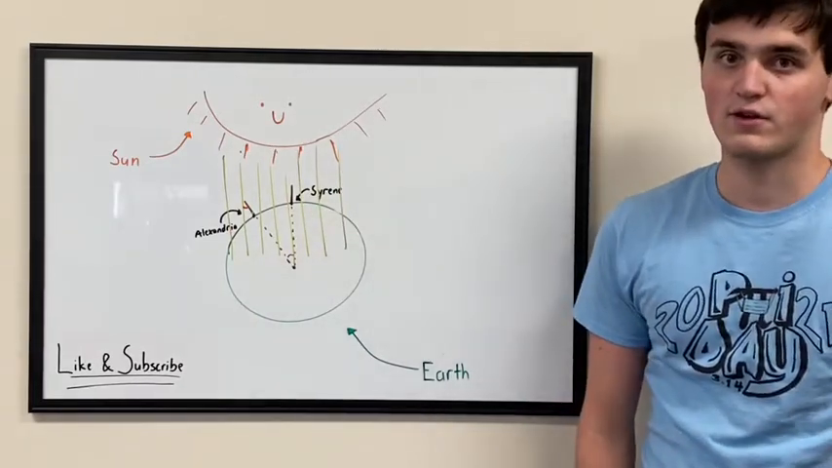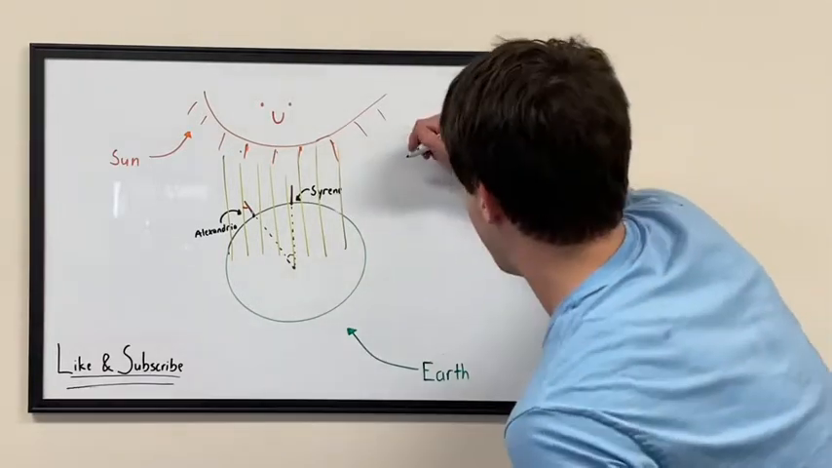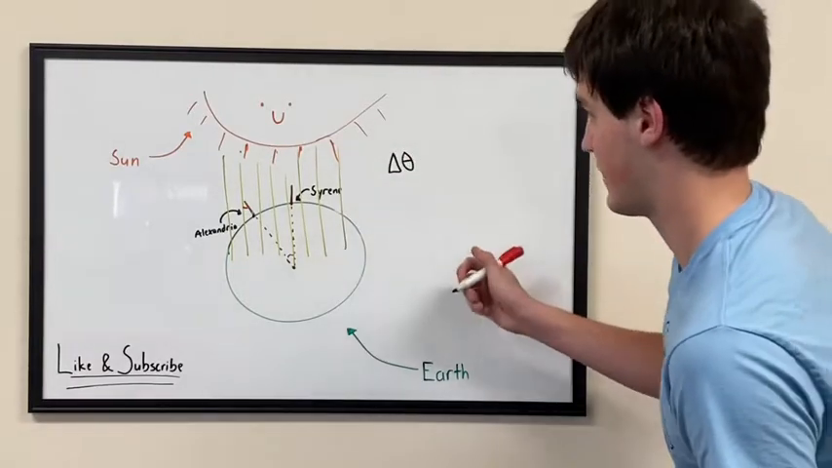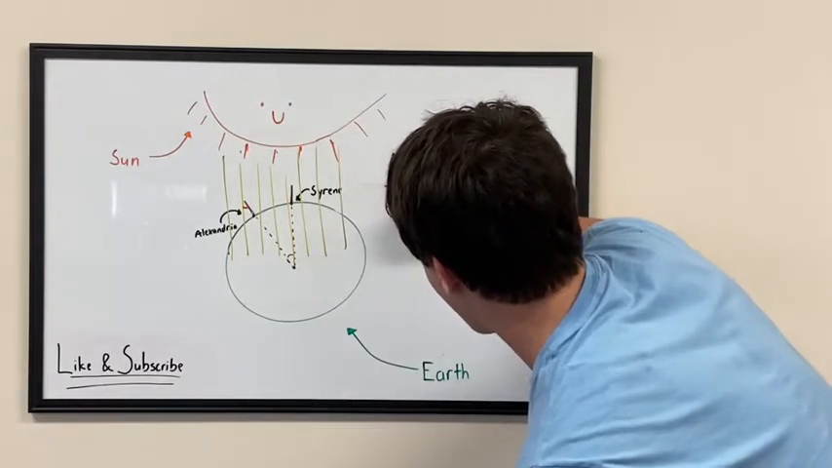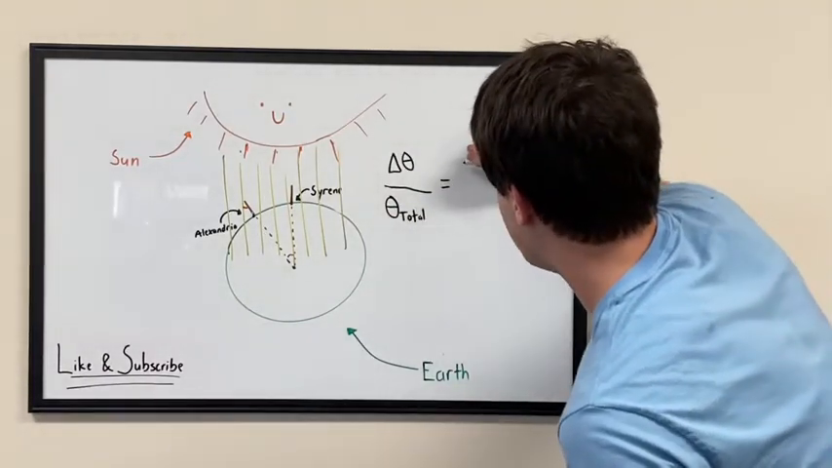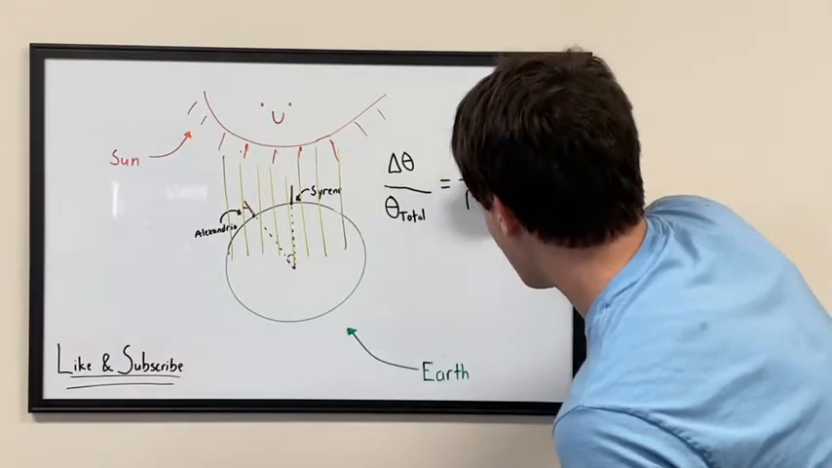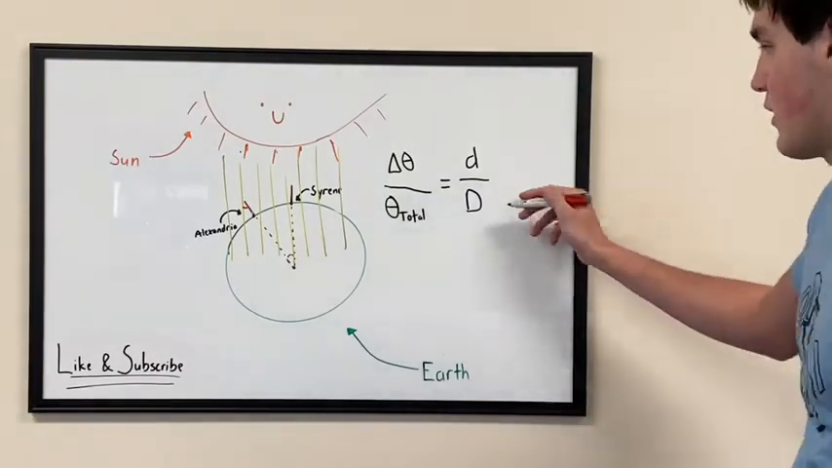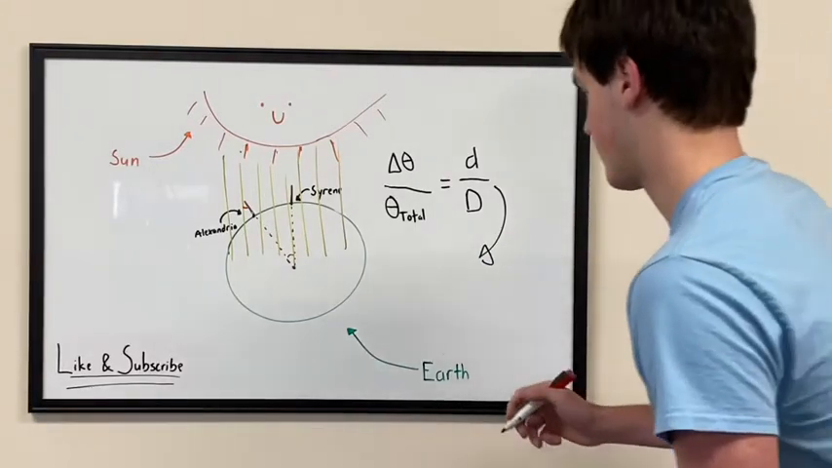Now we have enough information to set up the following proportion. We can say that the difference in degrees, or the difference in angle between Alexandria and Cyrene over the total degrees of the Earth equals the distance between the two cities over the total distance of the Earth, or the circumference of the Earth. We can rearrange this equation to solve for the circumference of the Earth like this.